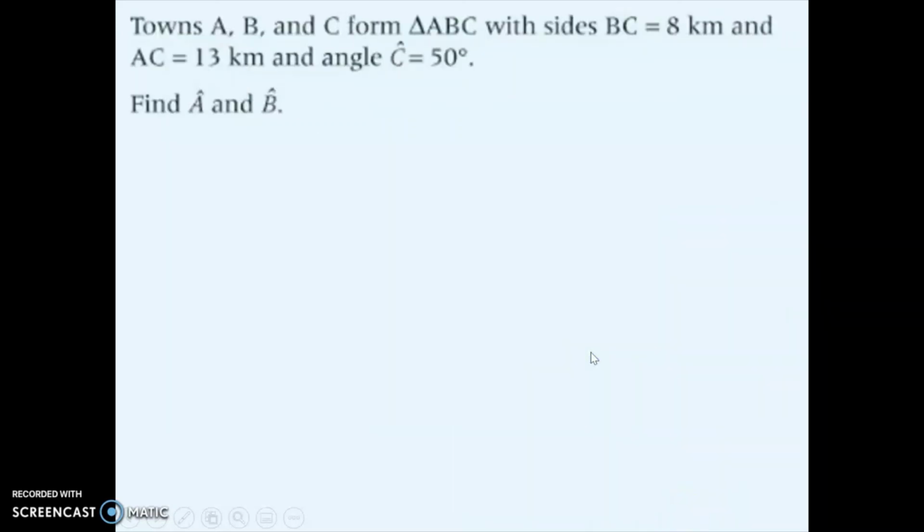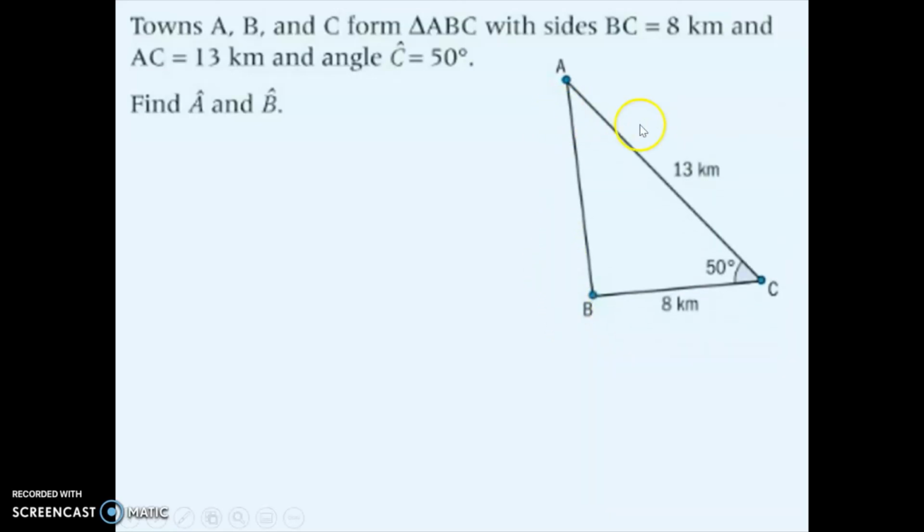Yes, there is. Try this one here. First, the diagram. Check this out. Make sure you agree with that diagram based on what you read here. And it says find angles A and B. Okay, what kind of triangle? What do we know about this triangle? We know side, angle, side, so we can use cosine rule. Okay, so cosine rule can set us up to find the length of AB.